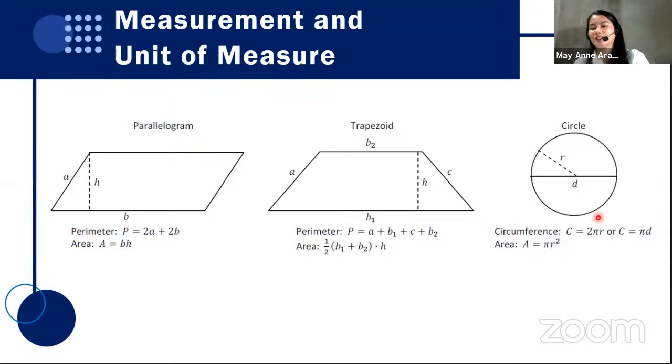Since the diameter is just twice the radius. This is the diameter, and the radius is from here at the center, then another radius here. So you can also use pi d if the given measure is the diameter. And for the area, it's just pi r squared. You just need to square the length of the radius and then multiply it by pi, or 3.14.